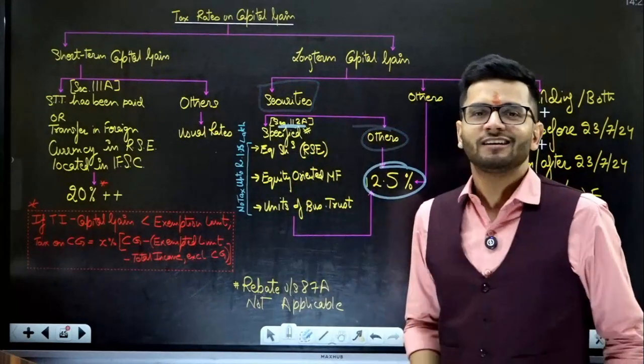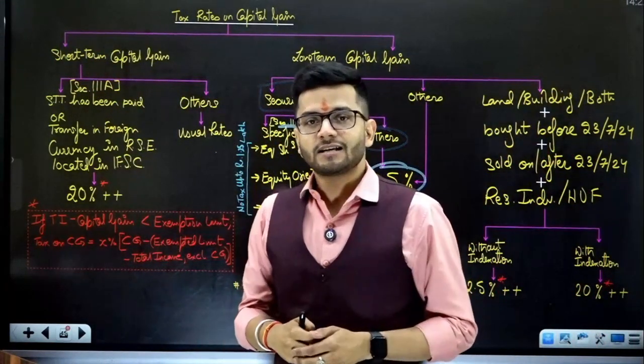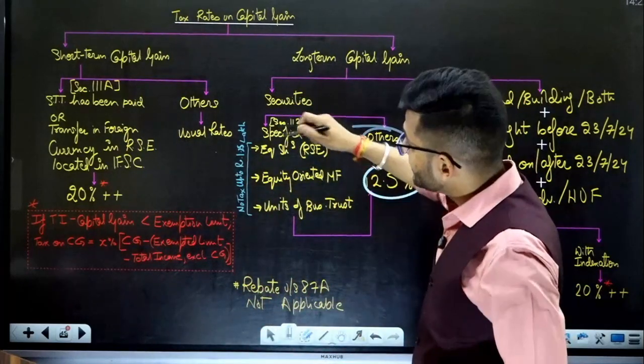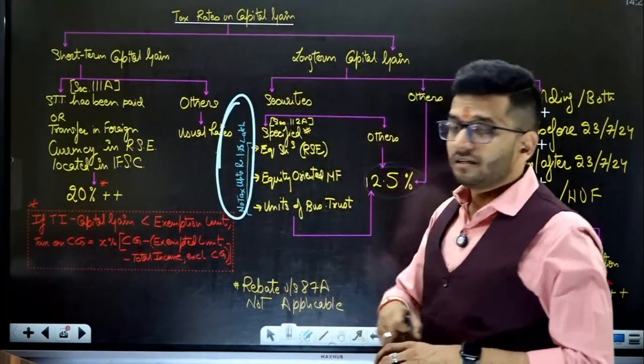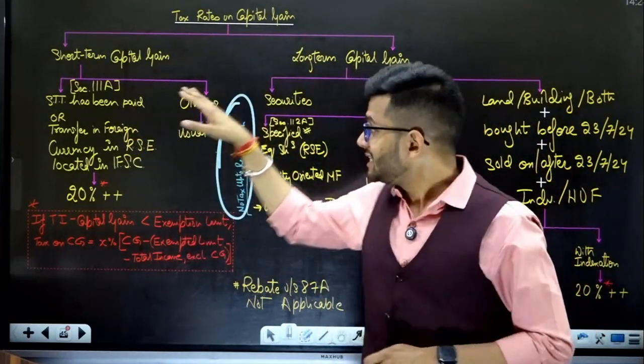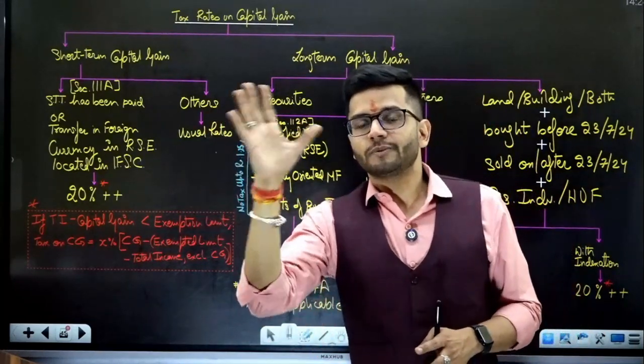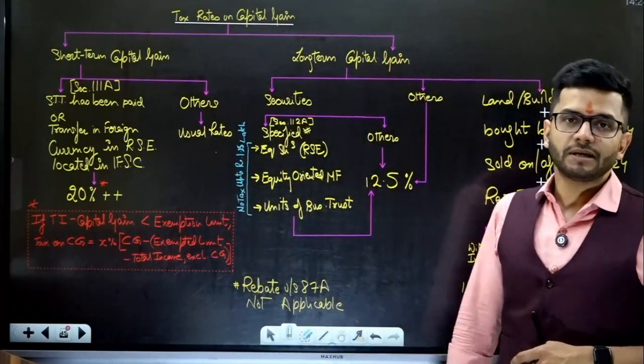Then, sir, why the bifurcation? Why do we call certain securities as 112A securities and other securities as other securities, guys? Because still there is a no tax limit, the exemption limit. Earlier it was 1 lakh rupees for these specified securities. Now it has risen to 1.25 lakh rupees. There's another amendment which has taken place.